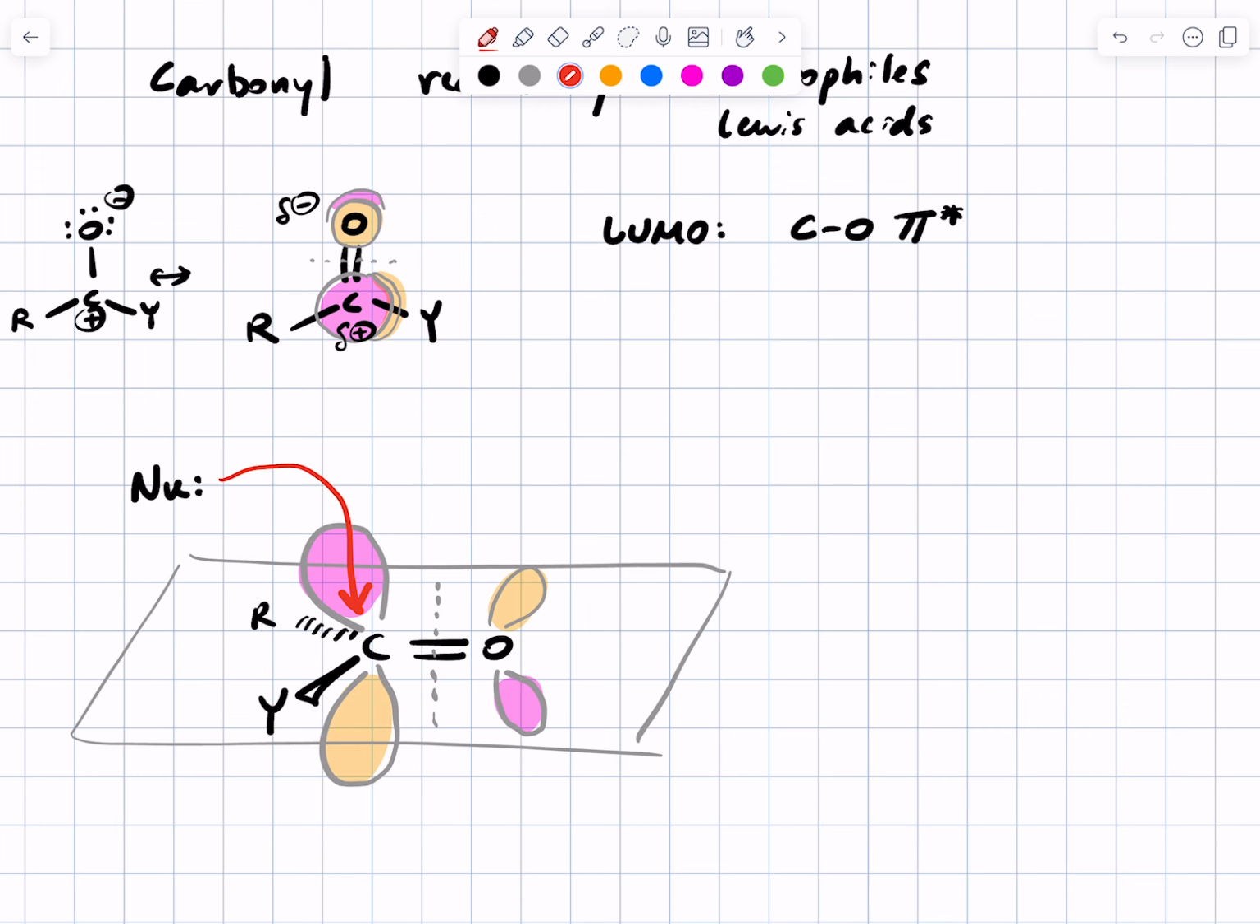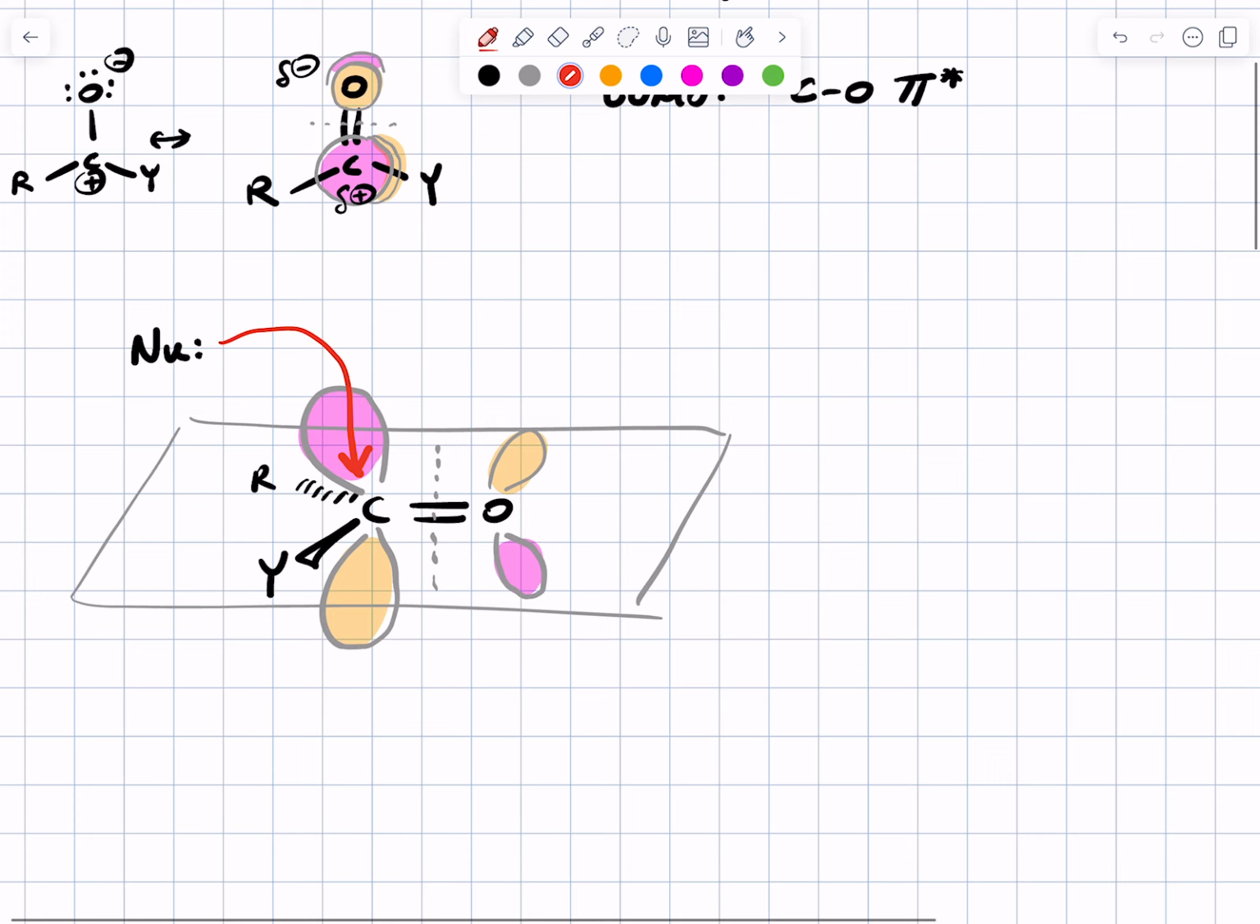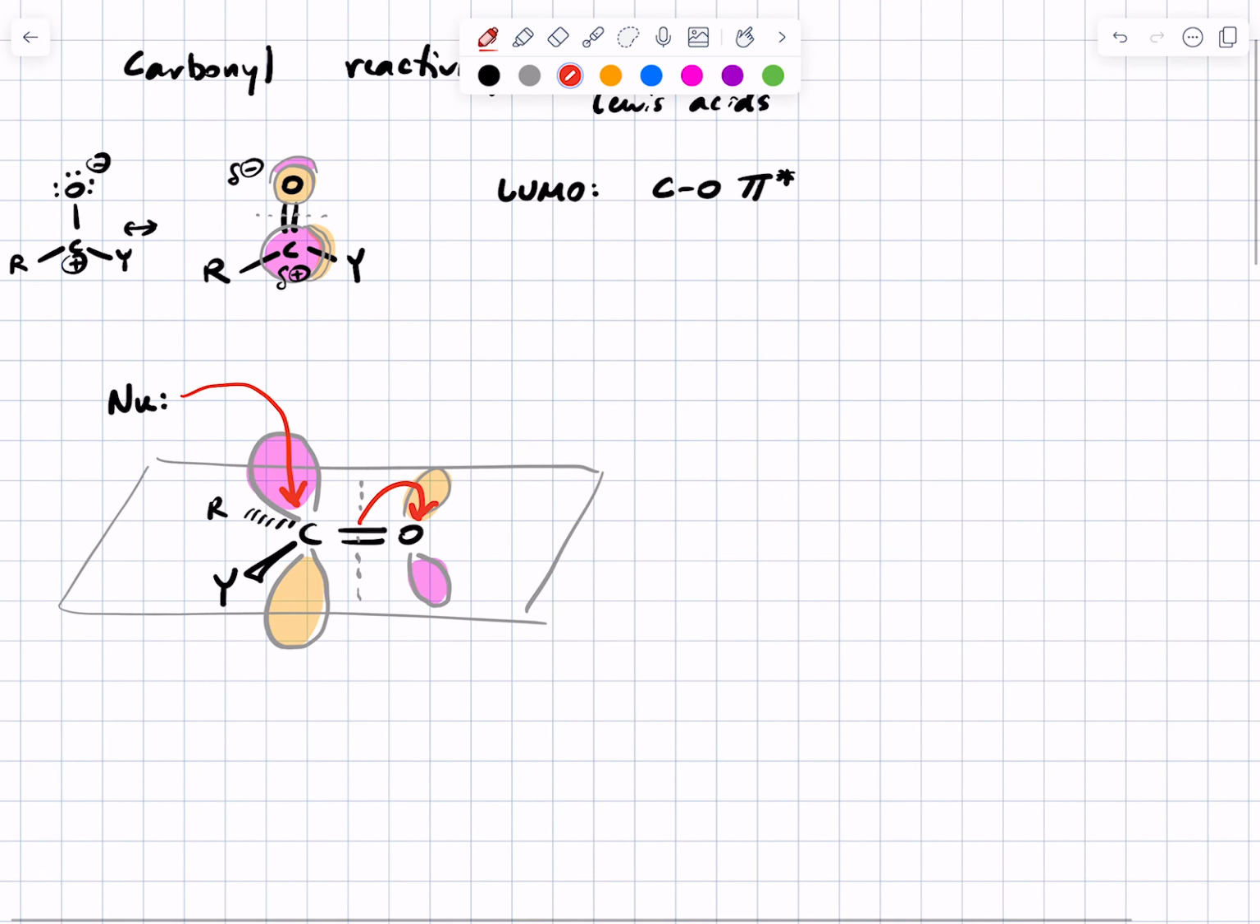That arrow from the 2 electrons on the nucleophile to the carbon indicates the formation of a new carbon-nucleophile sigma bond. If we stop there, we'd have too many bonds to carbon, so we have to break the pi bond and the electrons go out onto the oxygen, okay? That's going to be the first step of most of these reactions with carbonyls. Now, carbonyl compounds vary in terms of how reactive they are. And what influences their reactivity is the identity of these R and Y groups attached to the carbonyl carbon. We're going to talk about that in a second.